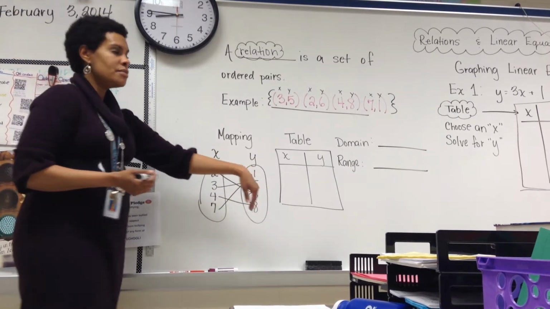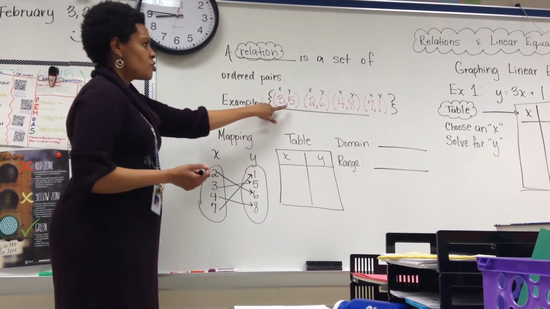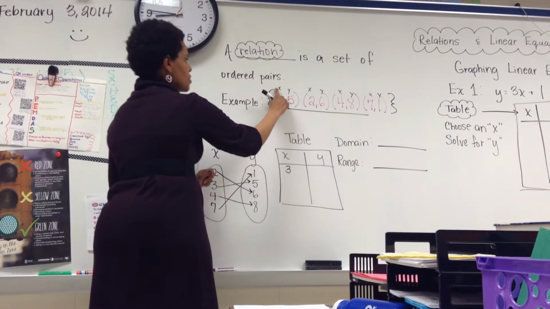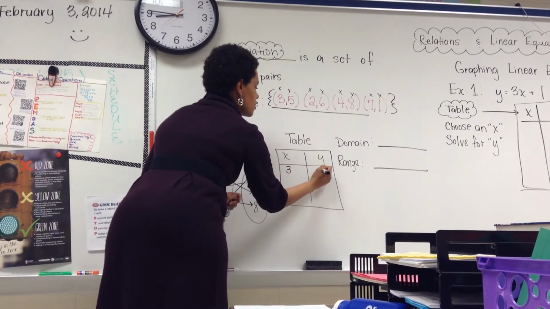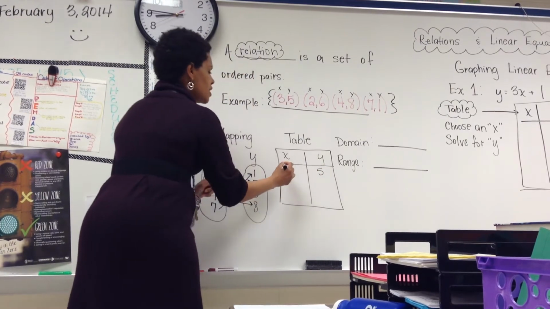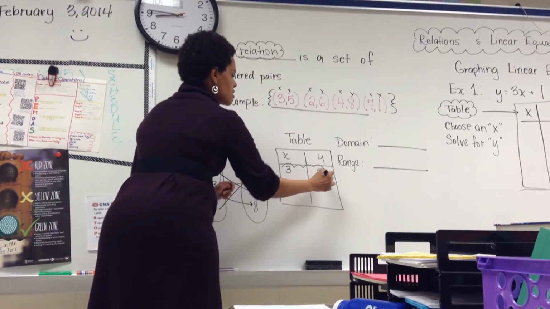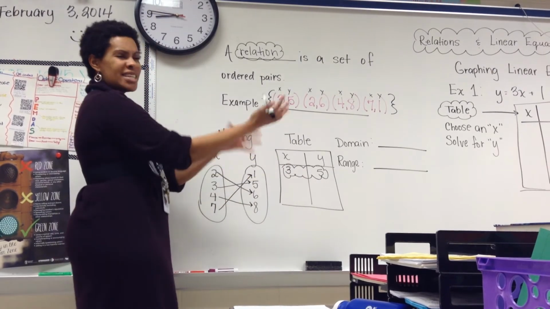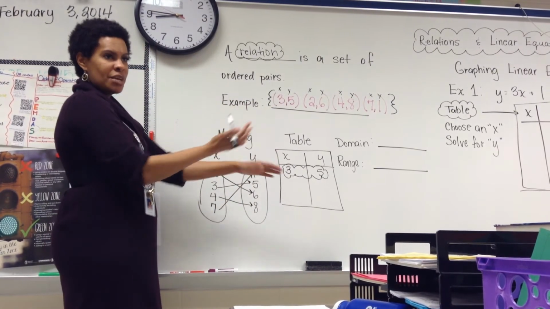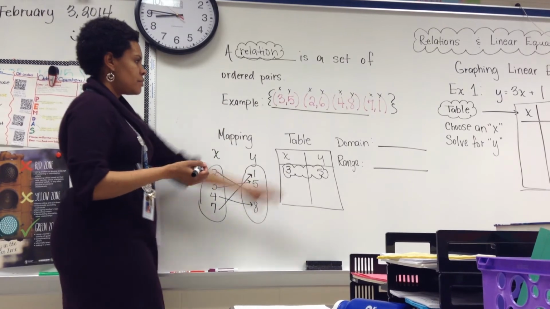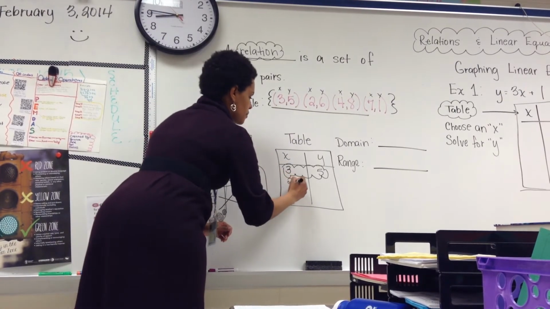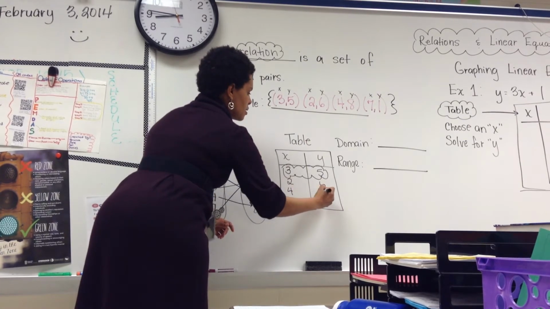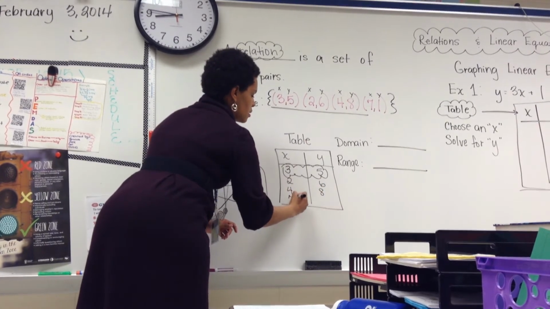Okay, for our table, tables are easy. We'll show this ordered pair 3, 5 by putting a 3 here, since 3 is our X value. 5 goes here. These, by the way, do represent one ordered pair, so order doesn't matter as much here with your table. 2, 6, 4, 8, 7, 1.